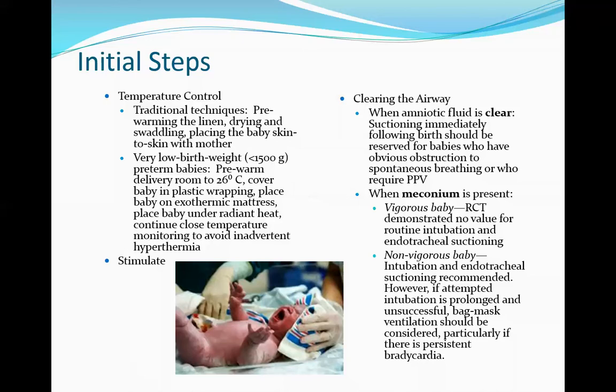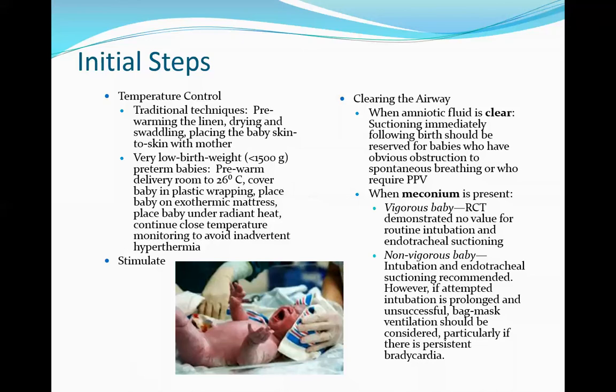important to pre-warm the delivery room to 26 degrees Celsius. Other options include covering the baby in plastic wrapping, placing the baby on an exothermic mattress, or placing the baby under radiant heat. But it is important to continue close temperature monitoring to avoid inadvertent hypothermia of the baby. Also, stimulation of the baby. Other initial steps include clearing the airway.